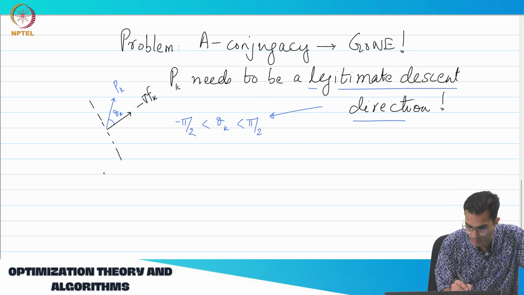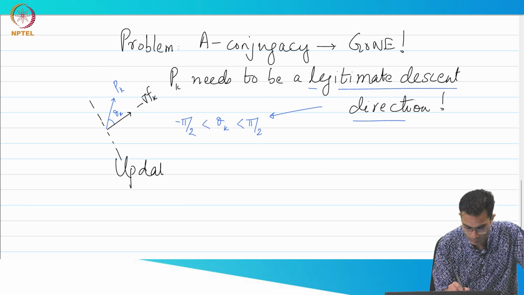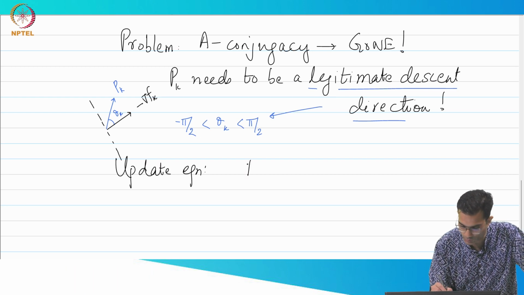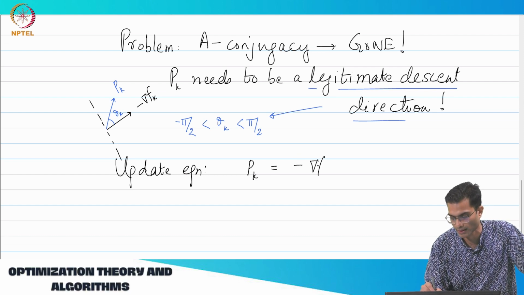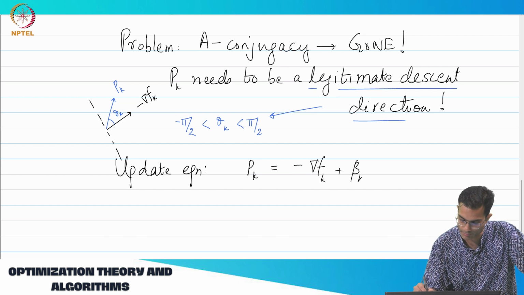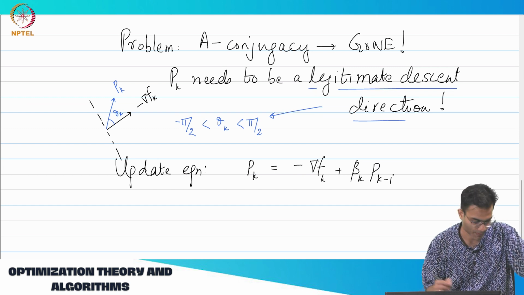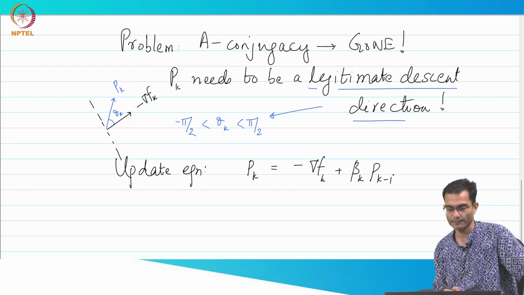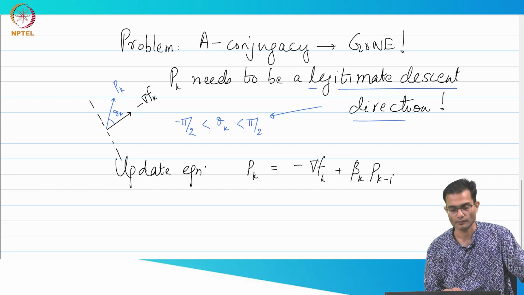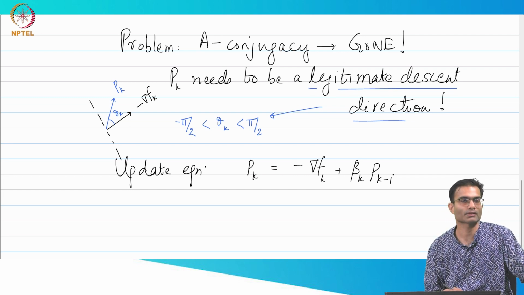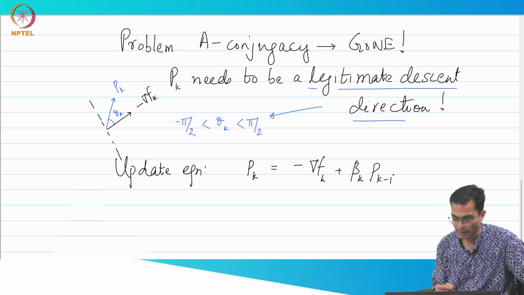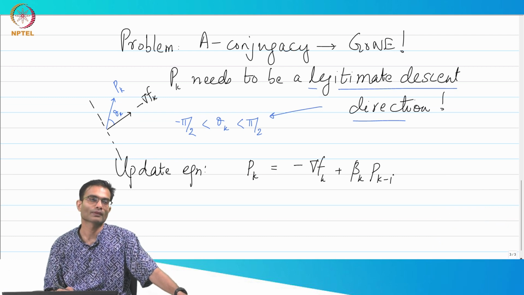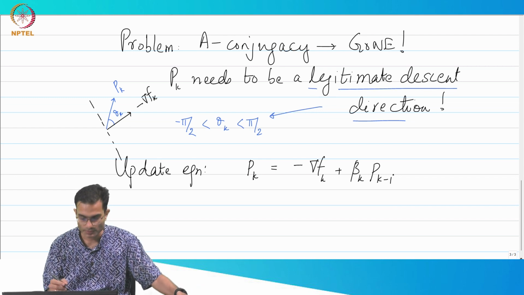So let's look at the update equation, which was what? Let's write it for Pk. So Pk was minus grad Fk plus beta k Pk minus 1. So if I want to test legitimate descent direction, what do I do? Dot product with grad f, right? So let's left multiply by grad f transpose.